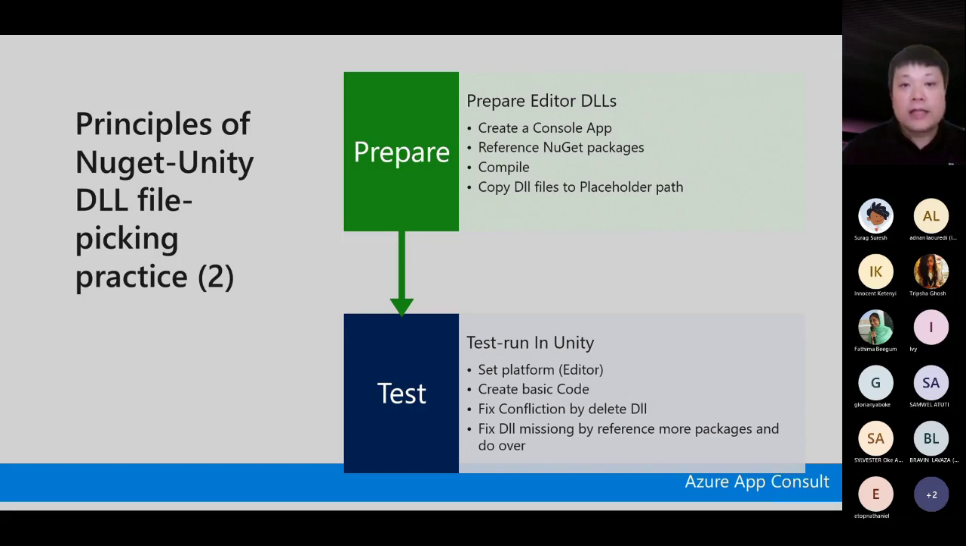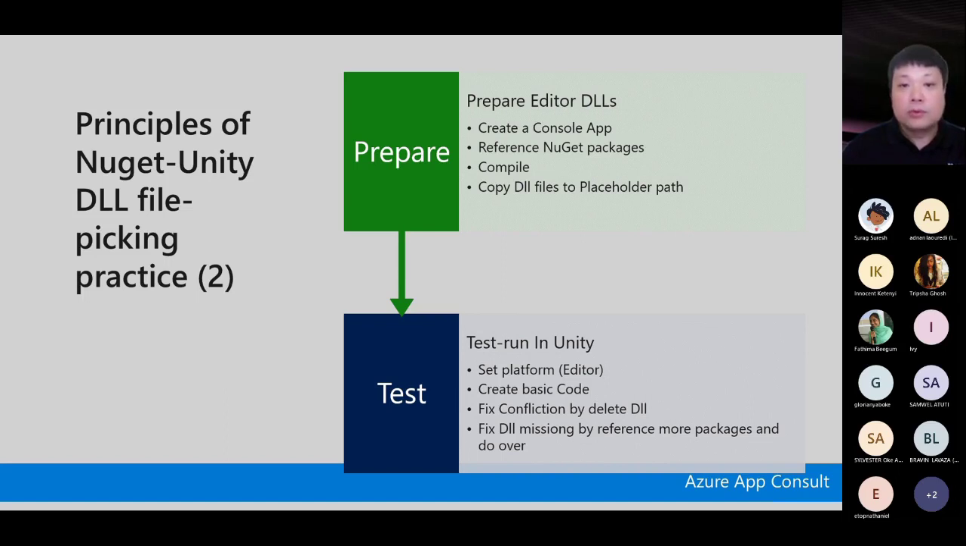So how to prepare the editor DLLs? For the editor player, actually it was Mono, but mostly like .NET 4.5 compatibility. So we can create a console app to pick them up. When we create a console app, we choose .NET 4 or 4.5 or 4.7. After that, without any code editing, we can reference the NuGet packages we want as much as possible, and then we compile.